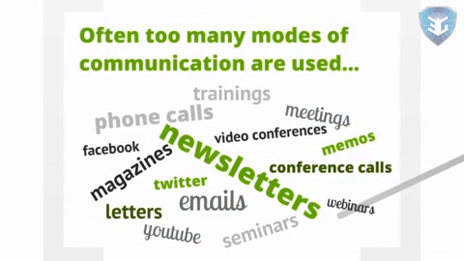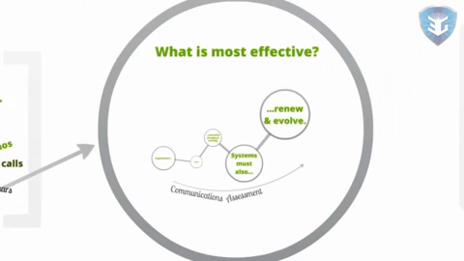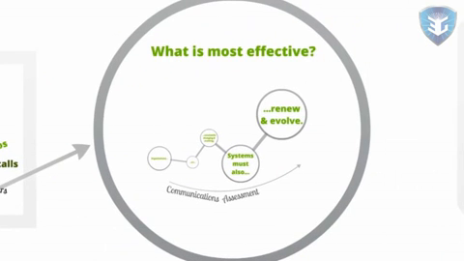Many organizations often utilize too many vehicles to communicate with their stakeholders, making it difficult for an organization to understand which vehicle of communication is the most effective. To ensure effectiveness, it's important that organizations utilize periodic monitoring to gauge what communication vehicles are being used most effectively and where potential problems may lie.